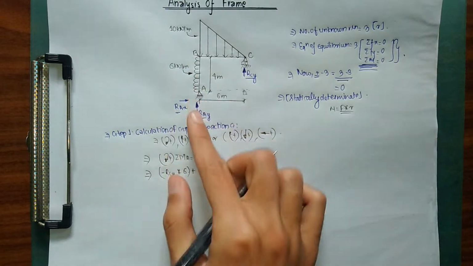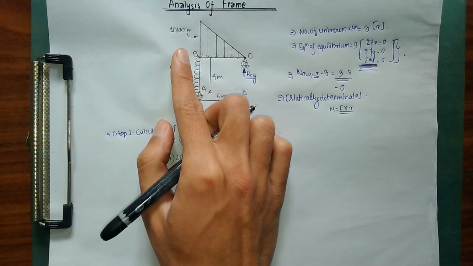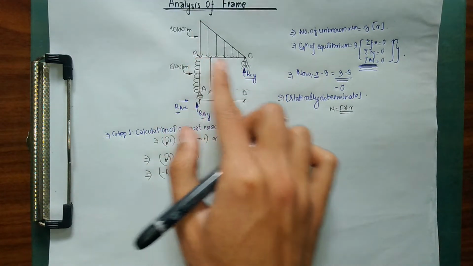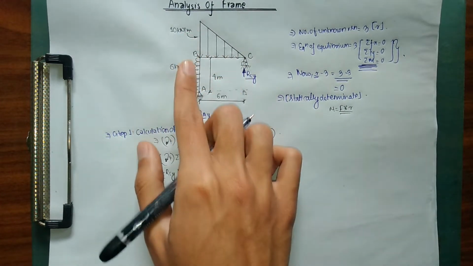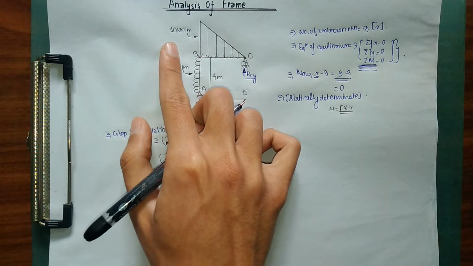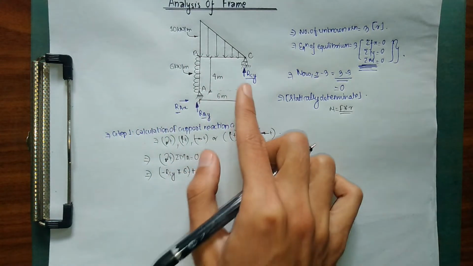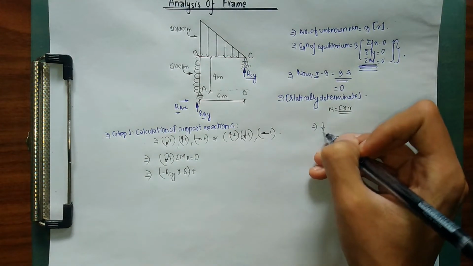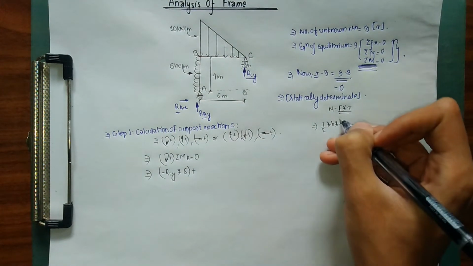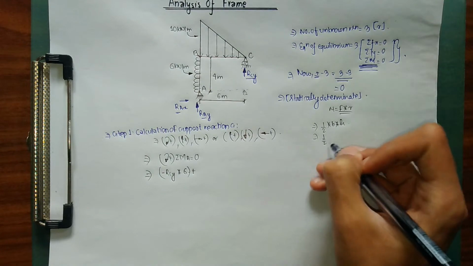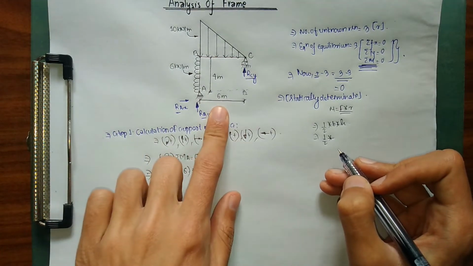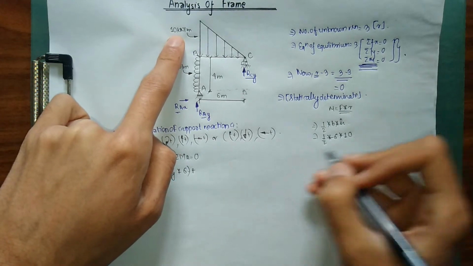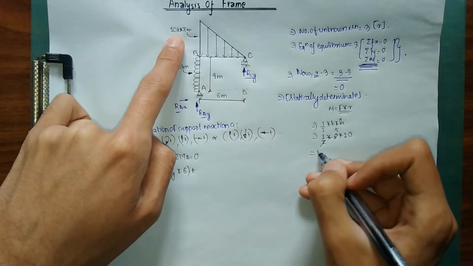We are going to see the moment it produces. Right now we have a UVL, and in order to convert the UVL into a point load, we are going to take the area of this triangle, as it is represented as a triangle. We use the formula for the area of a triangle, which is 1 by 2 into base into height. So 1 by 2 into our base, which is 6 meter, into our height, which is 10 kilonewton per meter, and this is equal to 30 kilonewton.